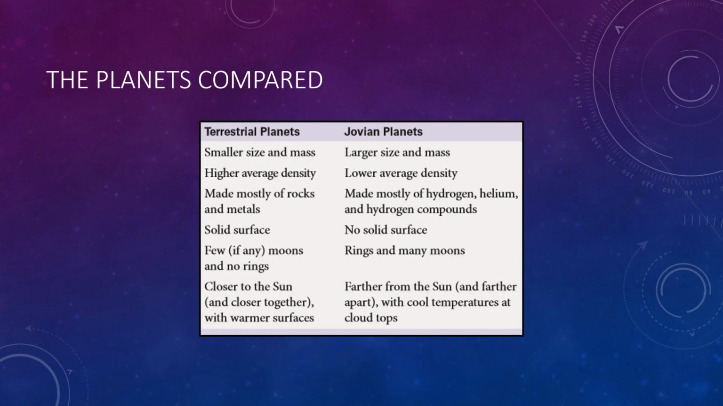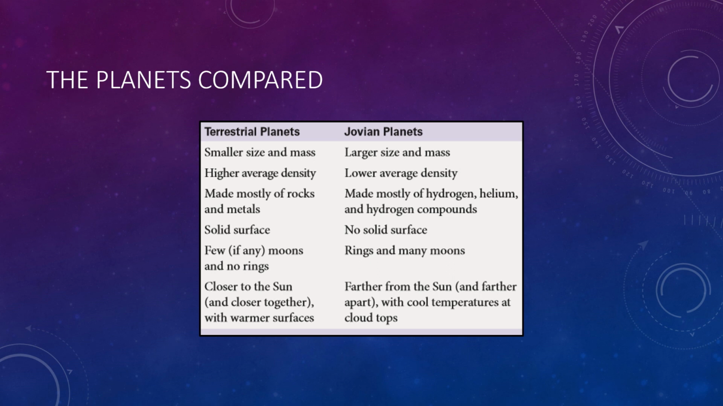So when we compare these two different categories or classes of planets, we can summarize everything into one small table like I have here. The terrestrial planets are smaller in size and mass. They have a higher density because they're mostly made of rocks and metals. They have a solid surface. They have few, if any, moons with no rings and lie close to the Sun.